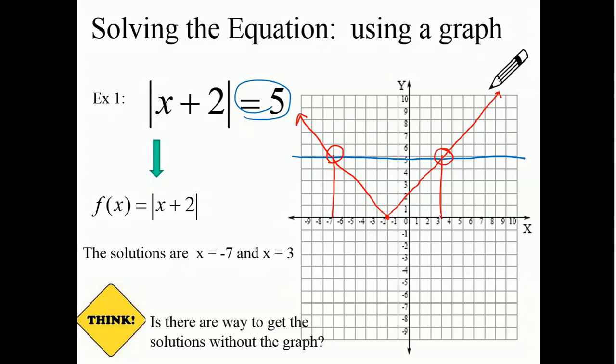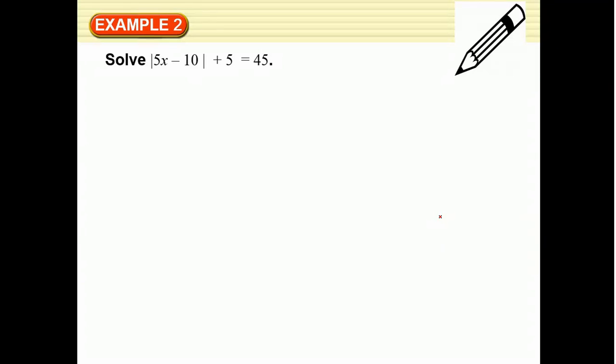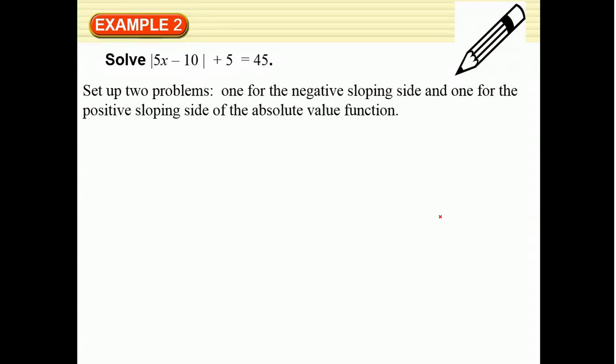Now, are we really going to want to use a graph for every single problem? There's another way to get it without the graph. You know how we've been talking about how absolute value has two arms, one's a negative sloping arm and one's a positive sloping arm? Well, that's going to help us. Basically, we have this equation, the absolute value of 5x minus 10, plus 5 equals 45. You're going to set up two problems, one with a negative sloping side and one with a positive side.